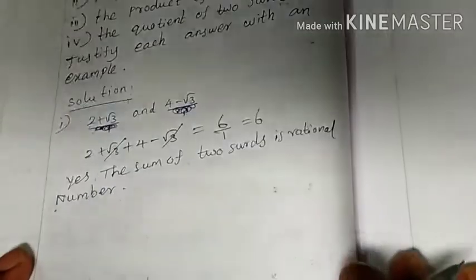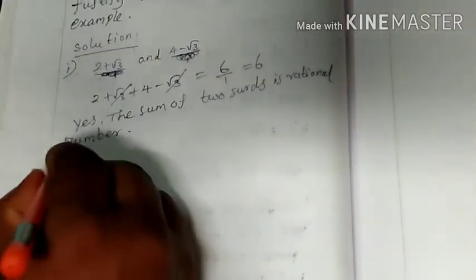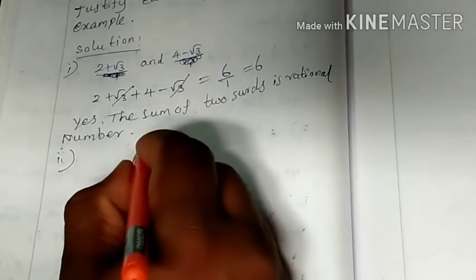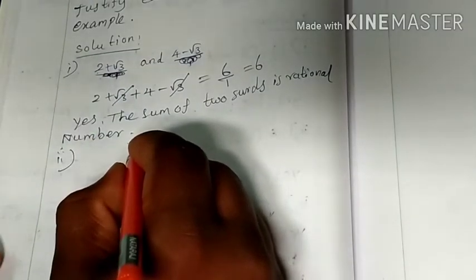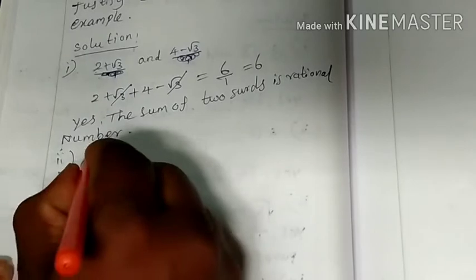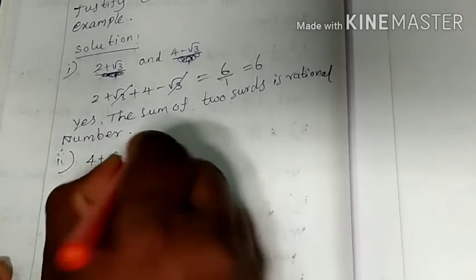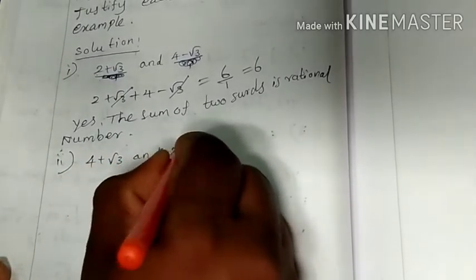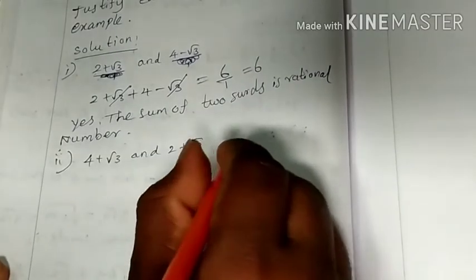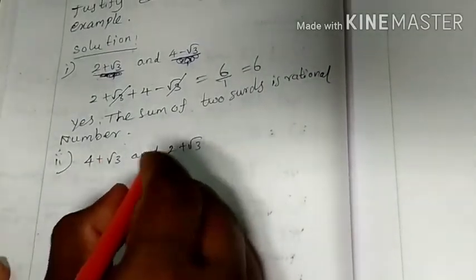Okay, that's all the example. Then the second one, the difference of two surds is rational or not. Now consider 4 plus root 3 and 2 plus root 3. What is the difference of these two values?